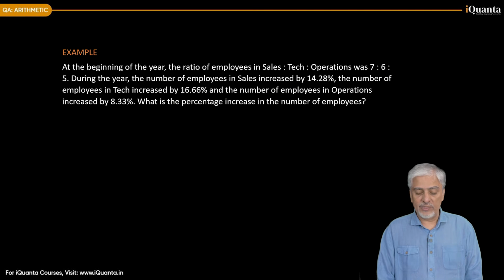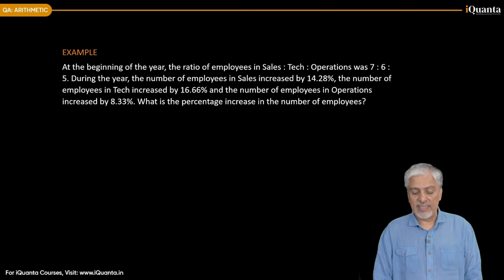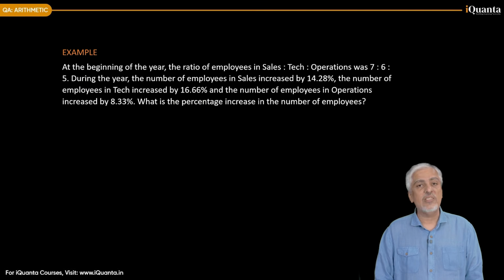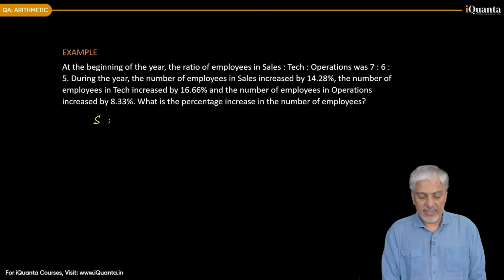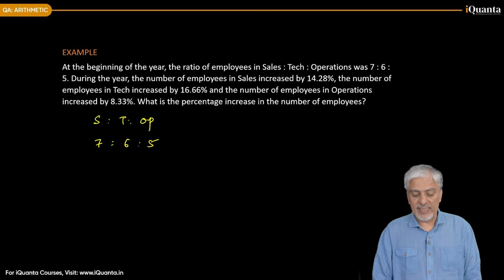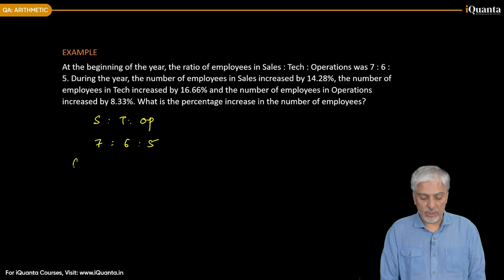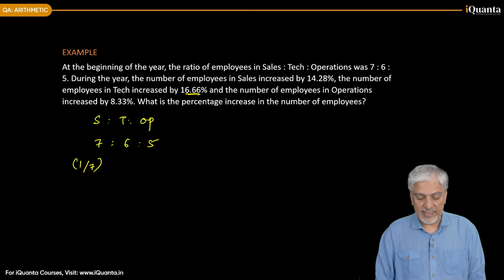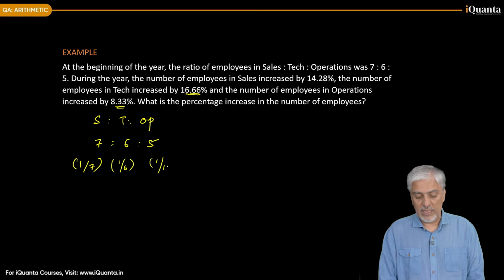At the beginning of the year, the ratio of employees in sales, tech and operations was 7:6:5. So the numbers of employees in sales, tech and operations are in this ratio. During the year, the number of sales employees increased by 14.28%, which is 1 by 7. Tech increased by 16.66%, that is 1 by 6. And operations increased by 8.33%, which is 1 by 12.